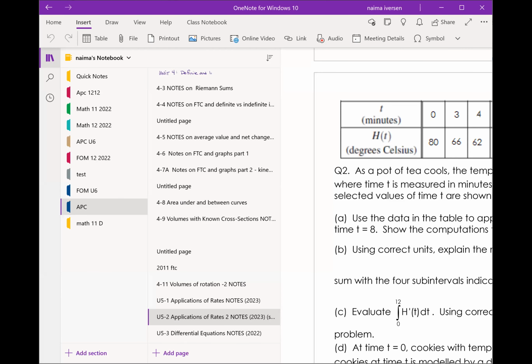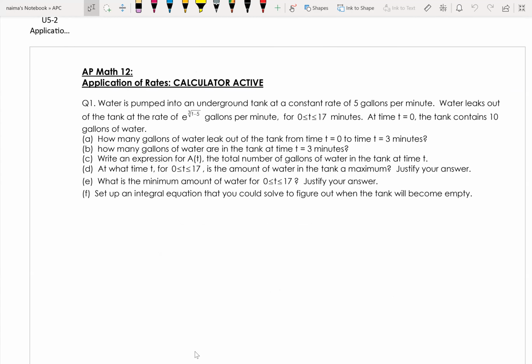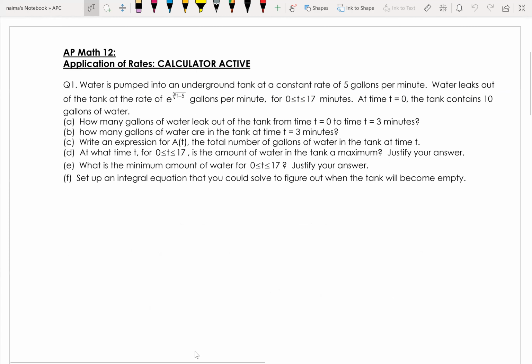We've got this whole thing sitting in here. There we go. And you've got your first question. So the first question is application of rates and this is calculator active. So what I'd like you to do right now is pause me and time yourself for 15 minutes and do this question. Pause now.